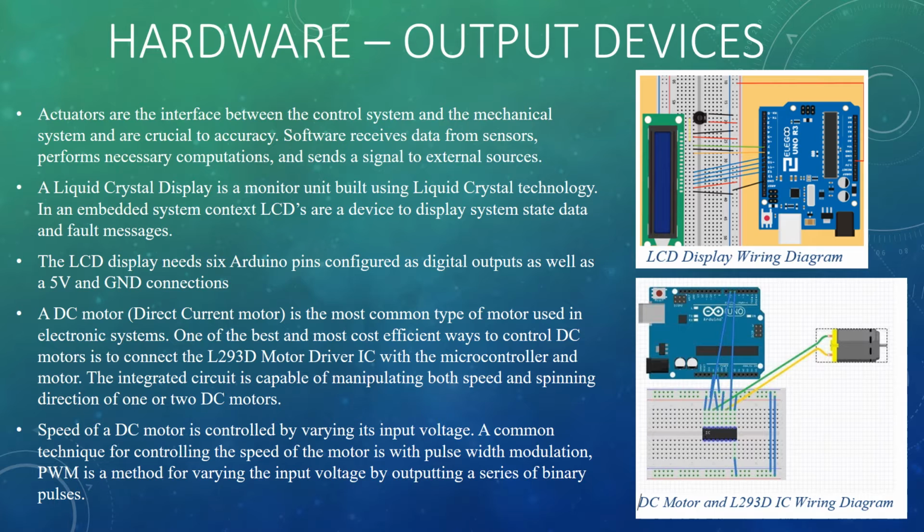A DC motor is the most common type of motor used in electronic systems. One of the best and most cost-efficient ways to control the DC motor is to connect the L293D motor driver integrated circuit with the microcontroller and the motor. The integrated circuit is capable of manipulating both speed and spinning direction of 1 or 2 DC motors. Speed of a DC motor is controlled by varying its input voltage. A common technique for controlling the speed of the motor is with pulse width modulation. PWM is a method for varying the input voltage by controlling a series of binary pulses.